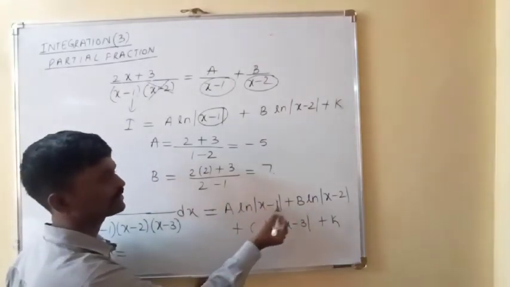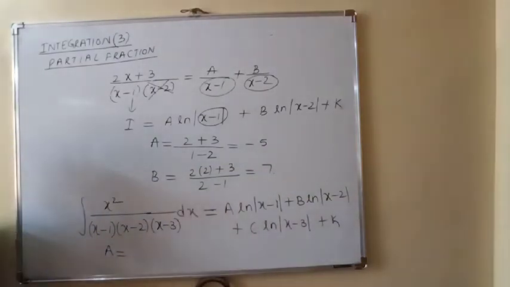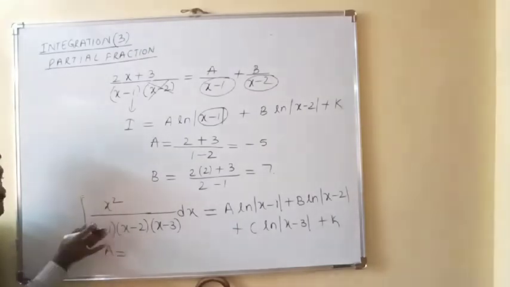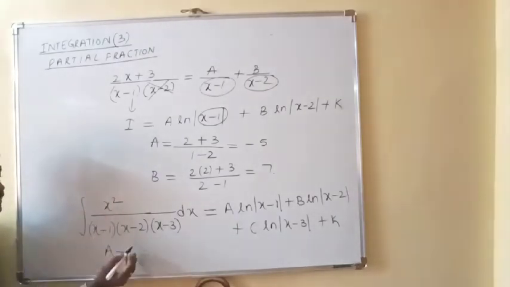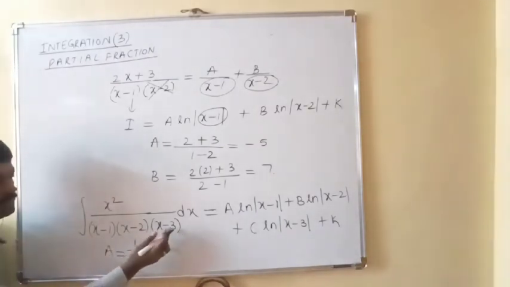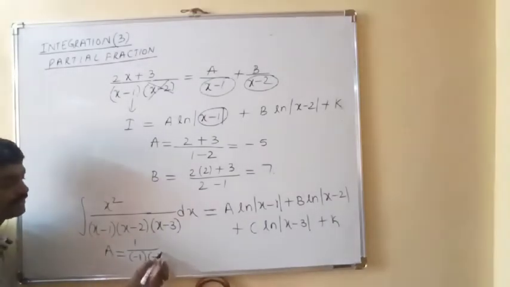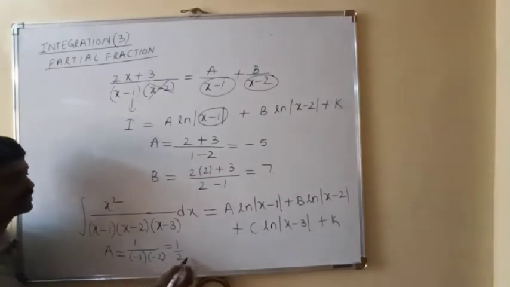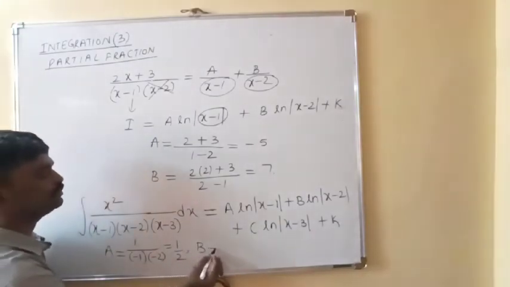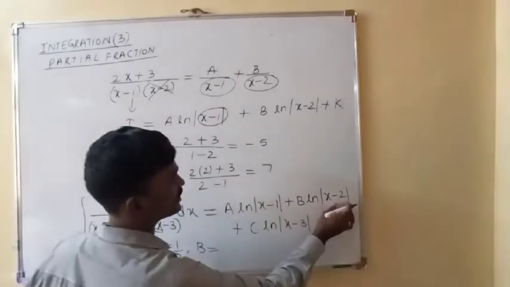See, if you equate x minus 1 to 0, what do you get, x value? 1. That x value 1 we have to substitute in the given problem other than the factor x minus 1. Okay. Then here numerator, what will you get? 1 square, 1, divided by 1 minus 2, minus 1, 1 minus 3, minus 2. 1 minus 2 is what? Minus 1. 1 minus 3 is what? Minus 2. So thus a value is how much? 1 by 2.